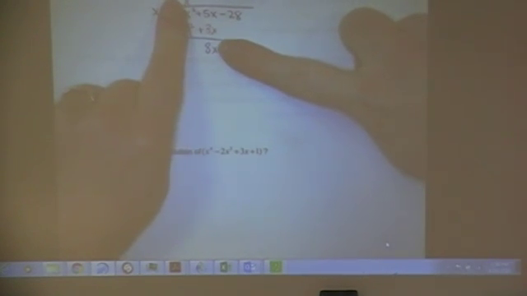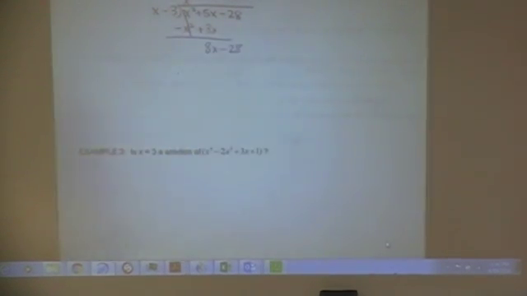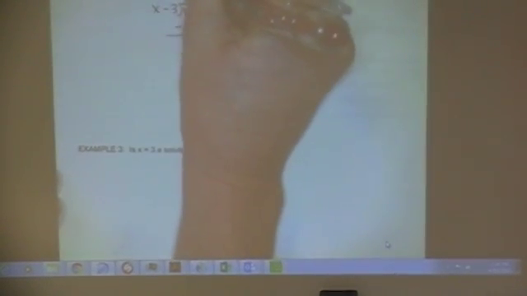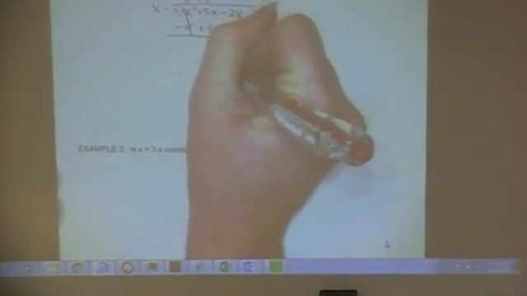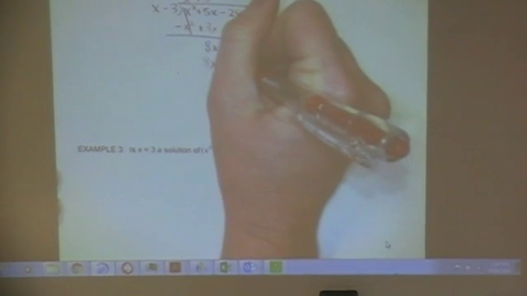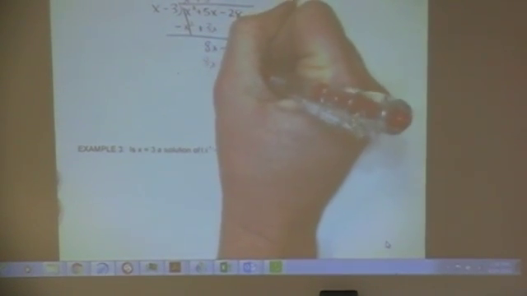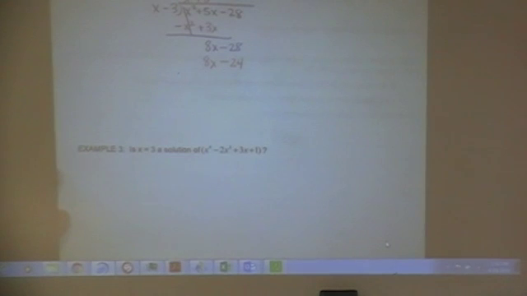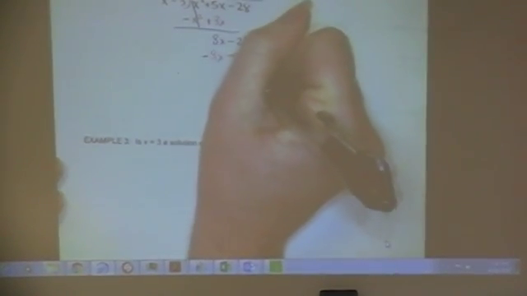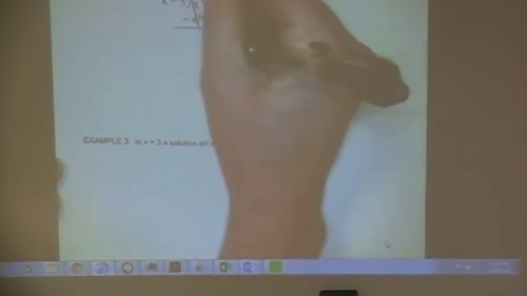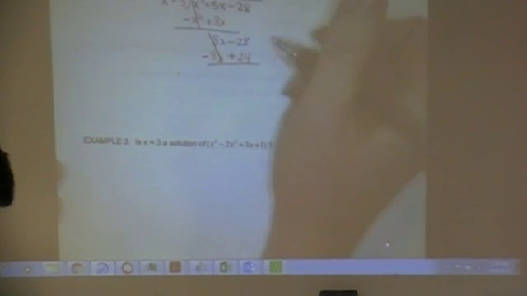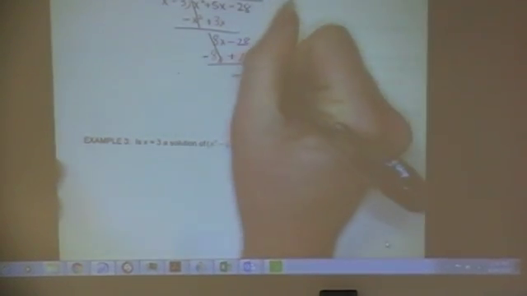What would I multiply x by in order to get 8x? 8. And it would be positive 8, so I'm going to put plus 8, and then multiply. 8 times x is 8x. 8 times negative 3 is negative 24. Now, you are going to change the signs on everything that you just wrote down. So it'll become negative 8x and positive 24. And you add straight down. My 8x's cancel, and this leaves me negative 4.